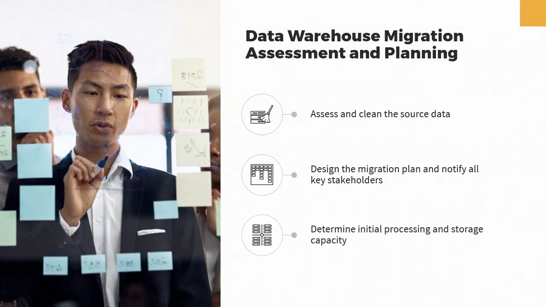Finally, we want to determine initial processing and storage capacity. So what we want to do here is build the solution. This is where we're going to start coding the migration logic that we're going to be designing and extracting, transforming, and loading data into this new repository. And this is where we're going to need to identify the initial processing and storage capacity that we're going to need. So if you're working with a very large data set, you might have to consider splitting it into sections and then build and test section by section, depending on how large this is.